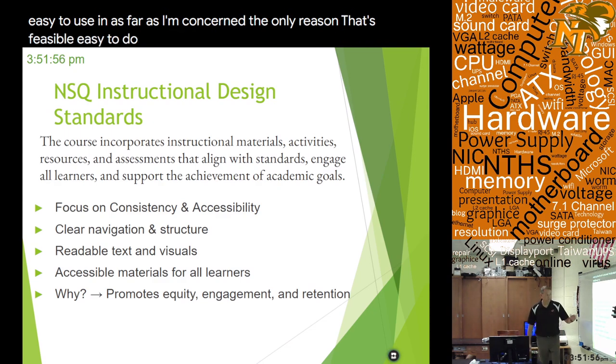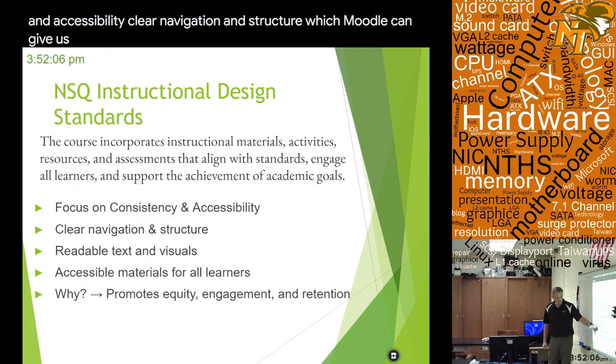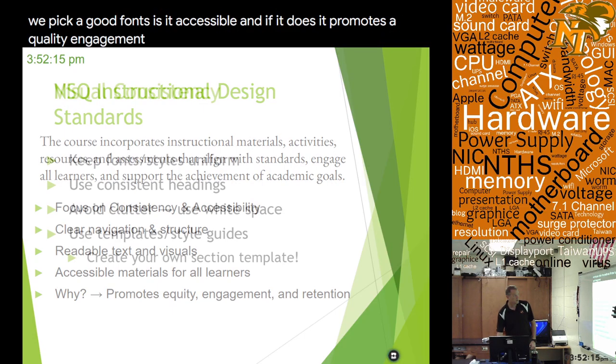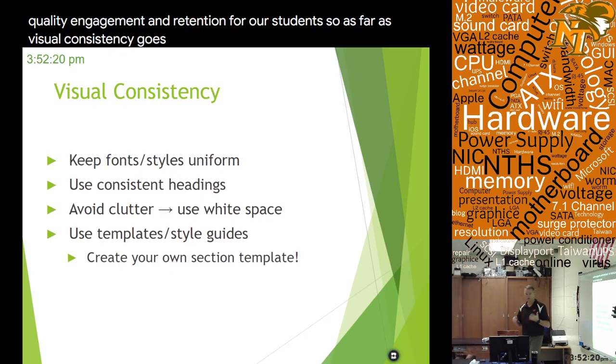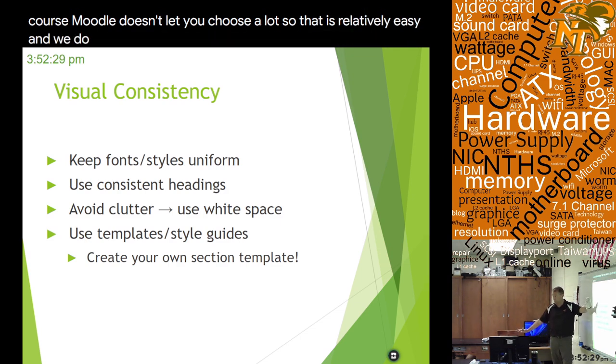So the first one is focusing on consistency and accessibility: clear navigation and structure, which Moodle can give us, and readable text and visuals, which Moodle can do as long as we pick good fonts. Is it accessible? If it is, it promotes equality, engagement, and retention for our students. As far as visual consistency goes, are the fonts and styles uniform in our course? Moodle doesn't let you choose a lot, so that is relatively easy, but we do have choices.